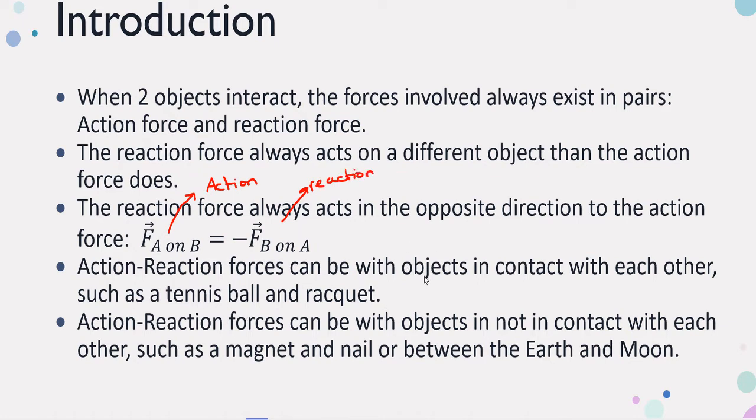Action-reaction forces can be with objects in contact with each other, such as a tennis ball and racket, or action-reaction forces can also be between objects not in contact with each other, such as a magnet and nail, or between the Earth and Moon. Or even, if we're talking about somebody skateboarding, you have your reaction force and your action force and how they play together. And it can be really simple. Like if you have somebody bumping a volleyball, you have a force here, your F action.